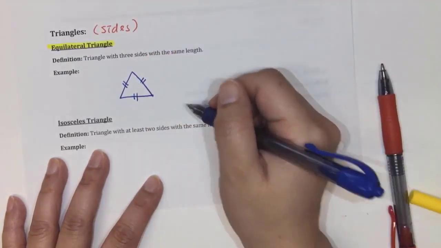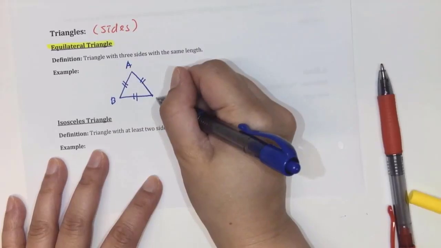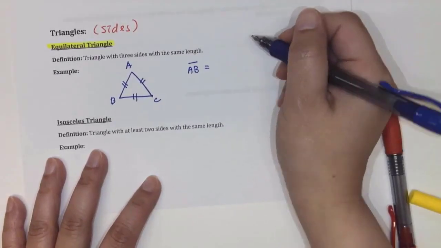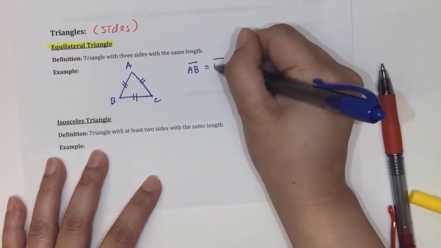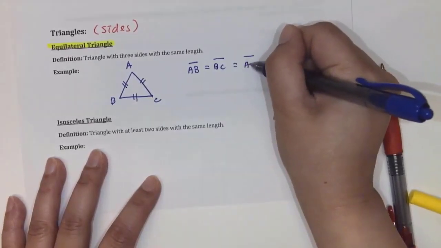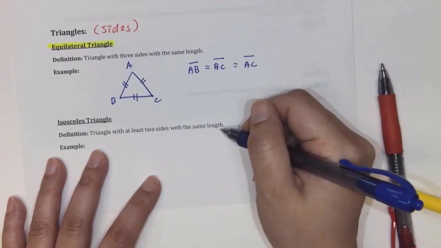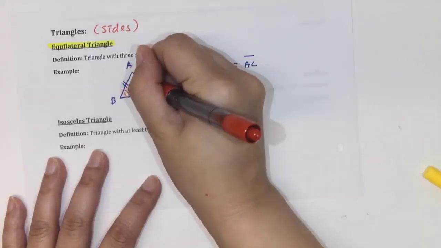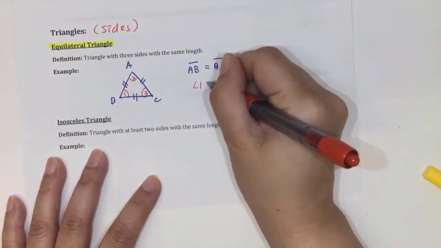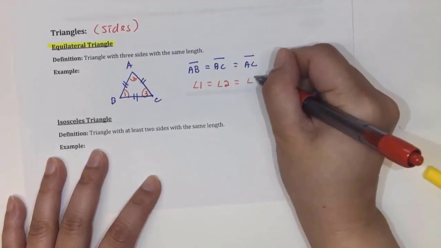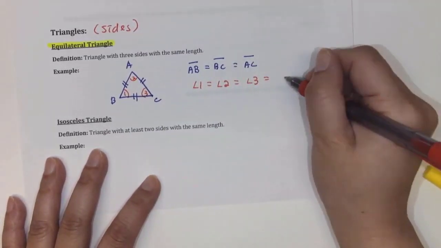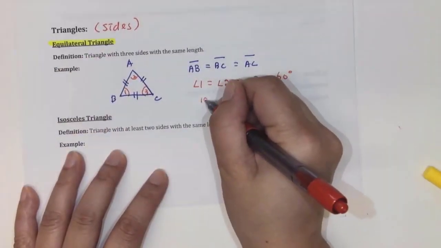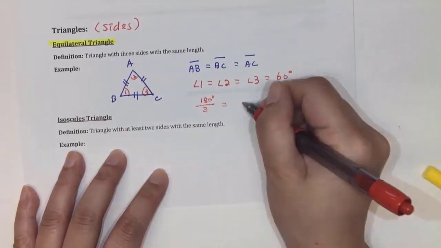If all the sides are the same, I'm going to say A, B, C here, meaning line segment AB should equal line segment BC and AC. And because all the sides are the same, the angles should also be the same. 1, 2, and 3. Angle 1 should equal angle 2 should equal angle 3. All of them should be how many degrees? How did you know that? Because the inner angles add up to 180 degrees, right? If I divide by 3, it should be 60 degrees.